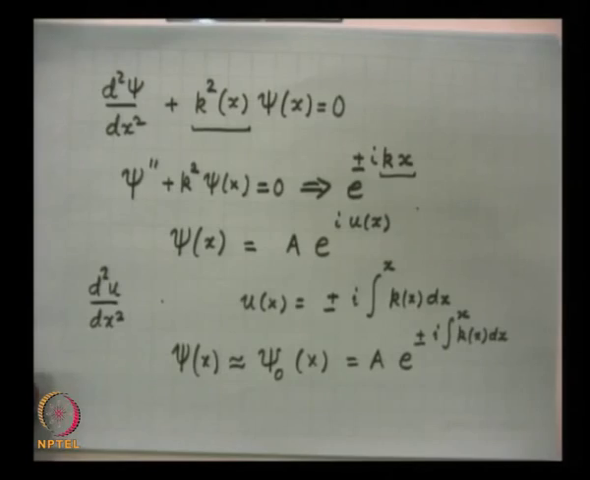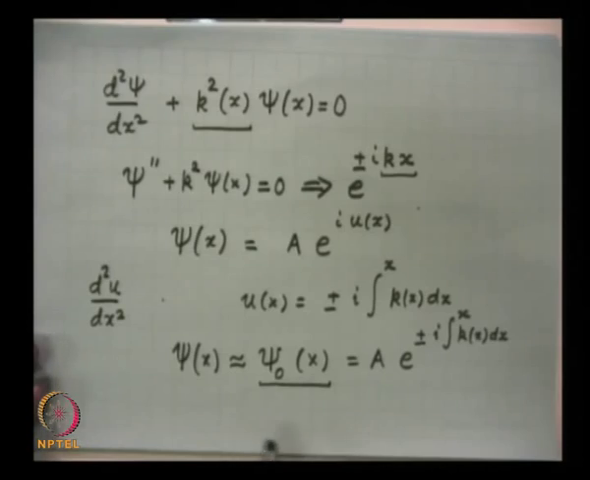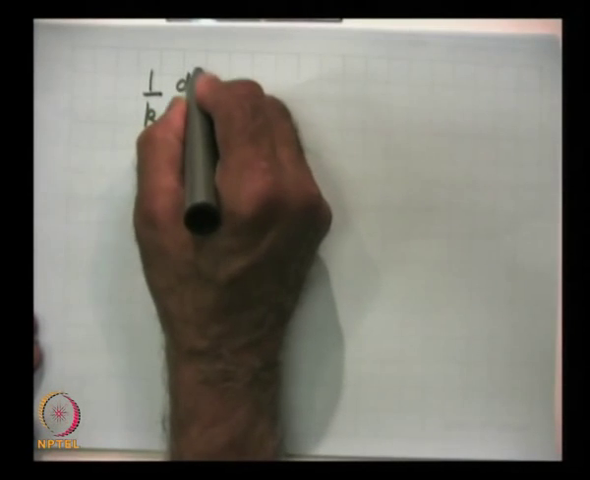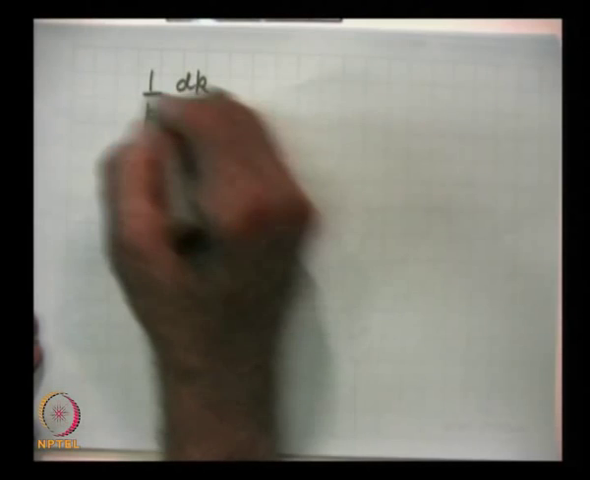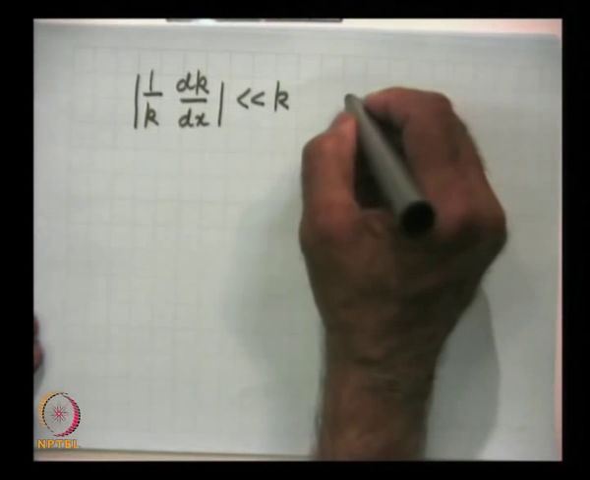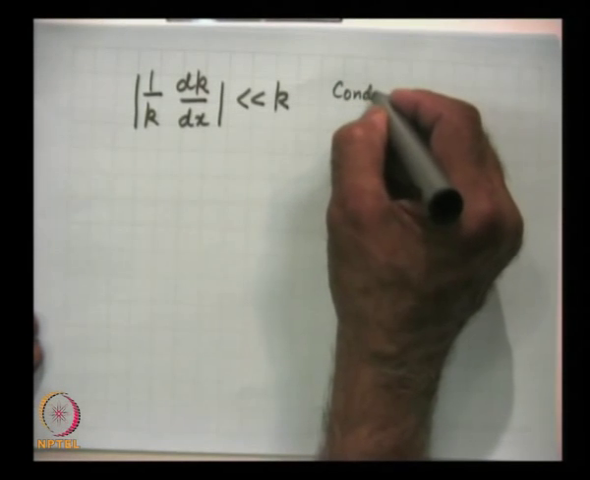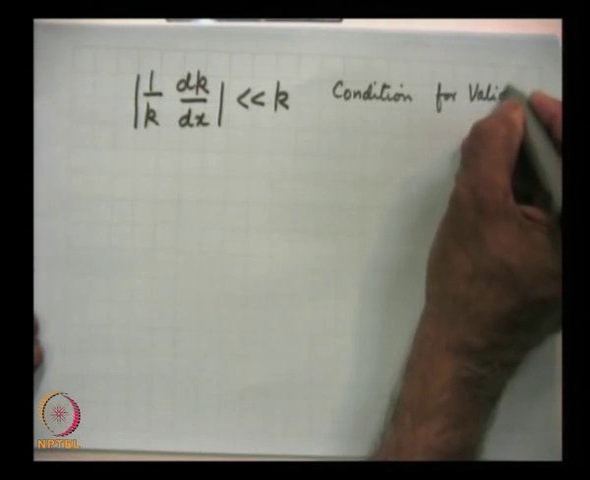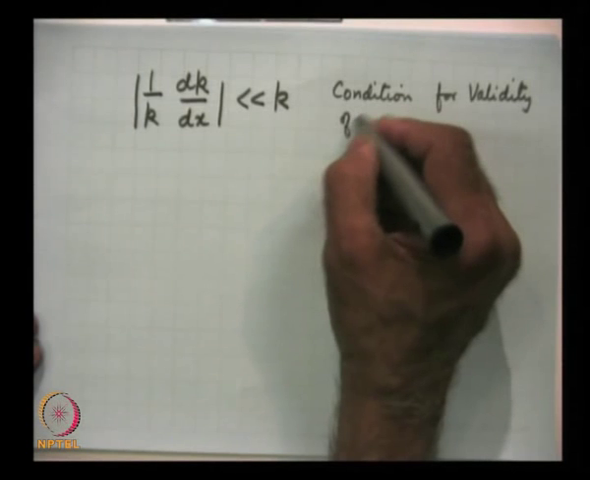Then we tried to find the equation that is rigorously satisfied by psi 0 of x, and we found that this solution will be an accurate solution if the modulus of 1 over k dk by dx is less than k. This is the condition for validity of the JWKB solution.